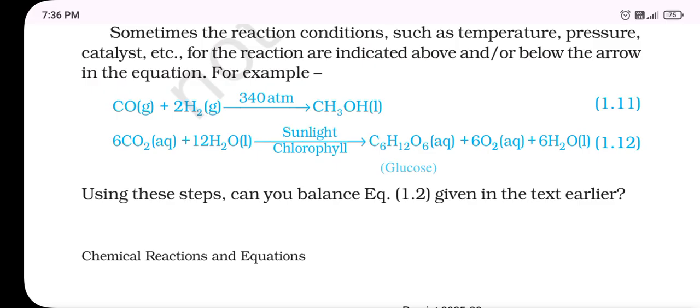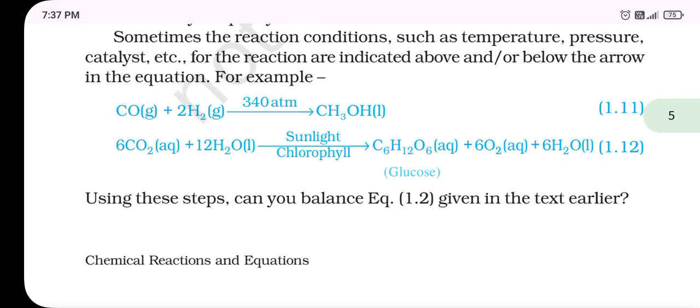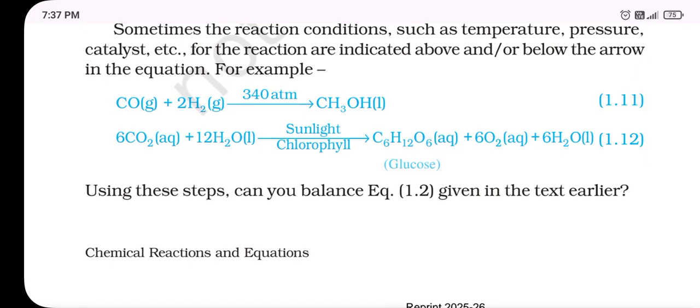Over here, sometimes it is 348 atm. So what is the unit? The temperature unit is degree Celsius, degree Fahrenheit, or Kelvin. The pressure unit is atm, bar, or pascal, and it forms CH3OH liquid.